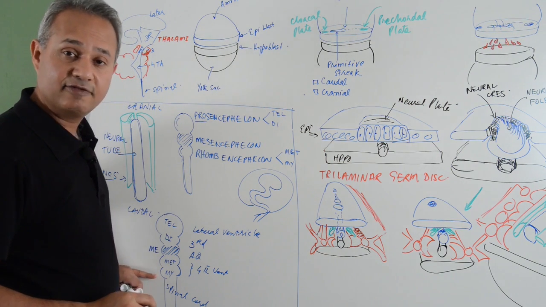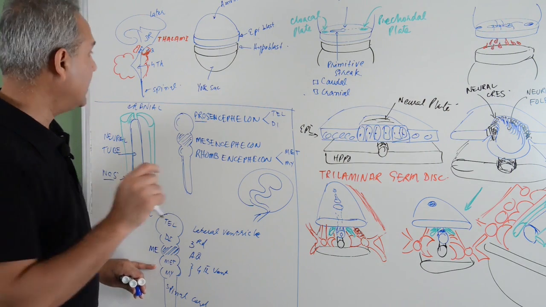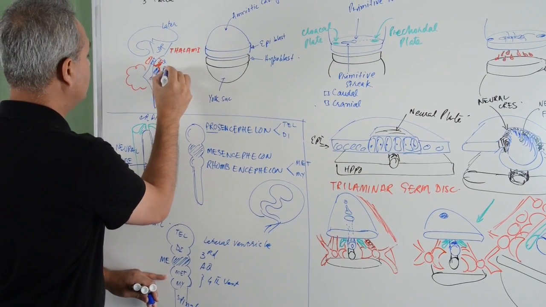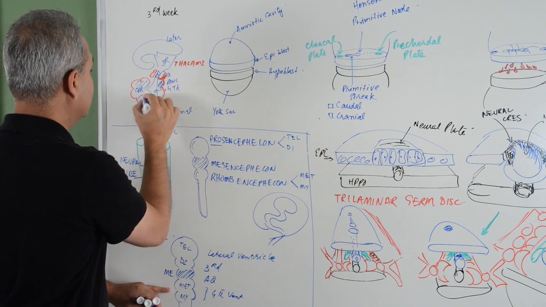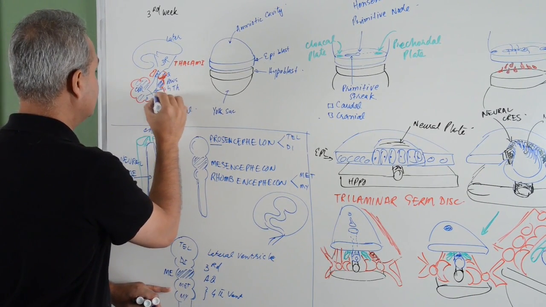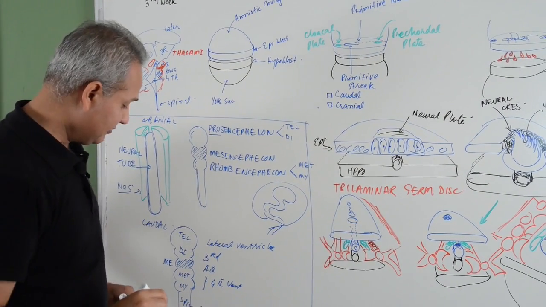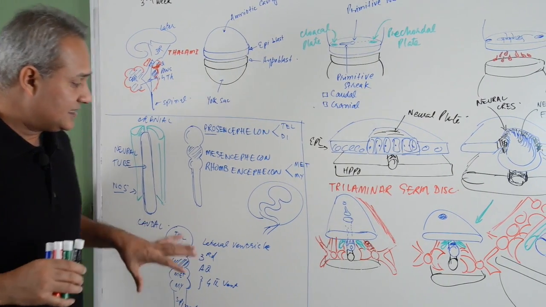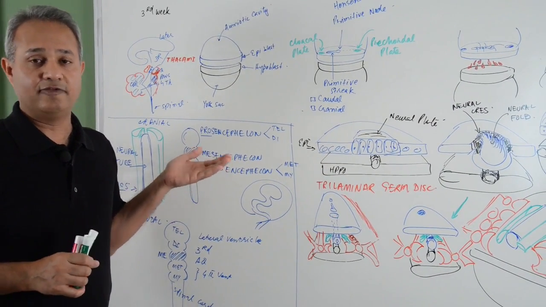Metencephalon and myelencephalon, meten would give rise to pons and cerebellum. So if this is pons and this is cerebellum, pons and cerebellum together come from meten, and medulla comes from myelencephalon. And then of course there is the spinal cord. These are the structures that are derived from the vesicles of the neural tube.